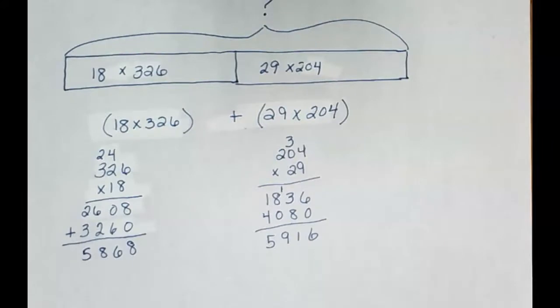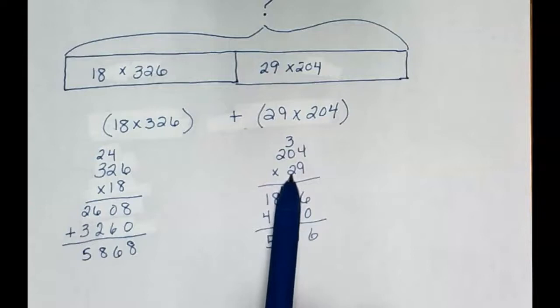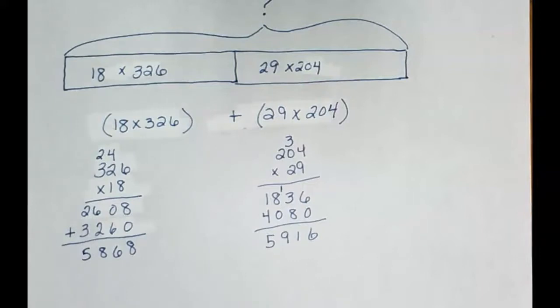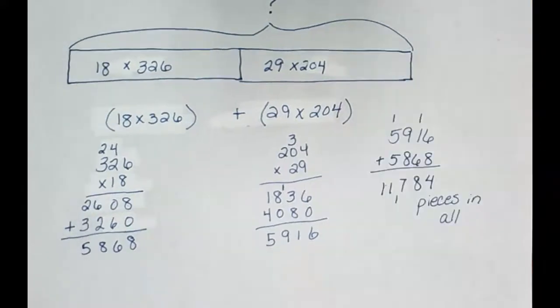Did you remember to put your 0 from the 10 and the 0 from the 20 in the places? These are the two answers that I came up with, and now they need to be added together. When you've done that, come back, and as you can see, there were 11,784 pieces in all that were sold.